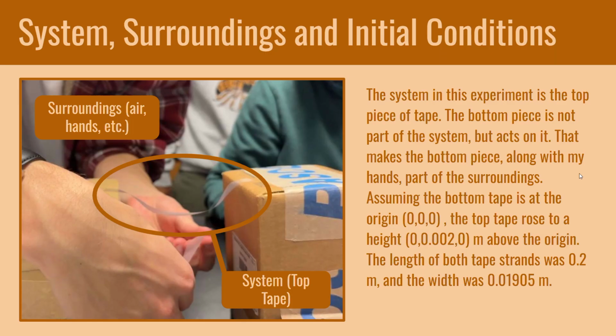And here's a better representation of what actually happened with our system, surroundings, and initial conditions. The system is the top piece of tape because that's what we're looking at most of the time. The surroundings are my hands, the bottom piece of tape, the air, anything else that could have interacted with it. To start with our initial conditions, the bottom piece of tape is at the origin 0, 0, 0, and the top piece of tape is above it by 0.002 meters. The length of both tape strands was 0.2 meters, and their width was 0.01905 meters.